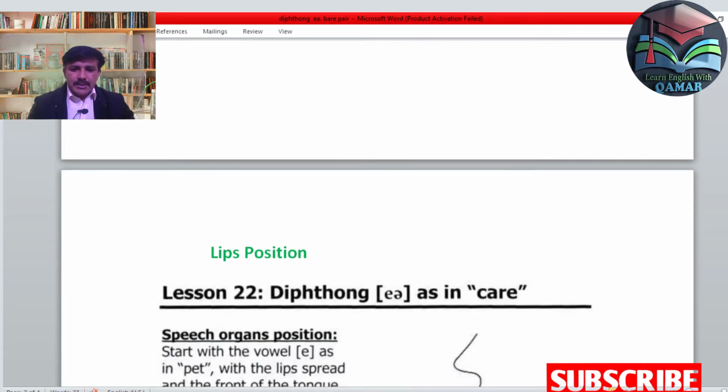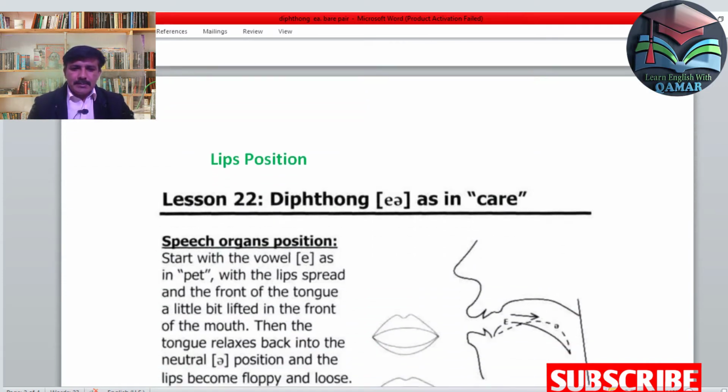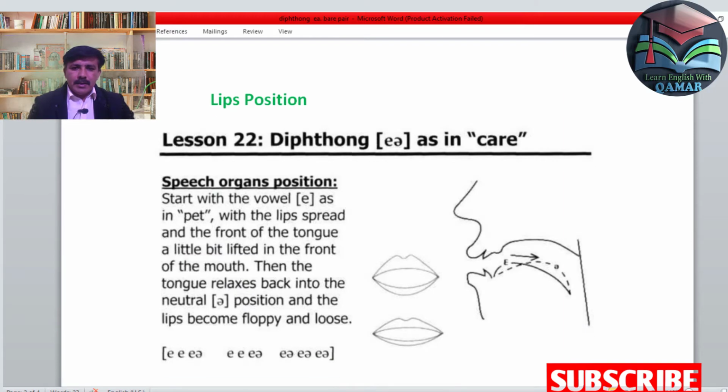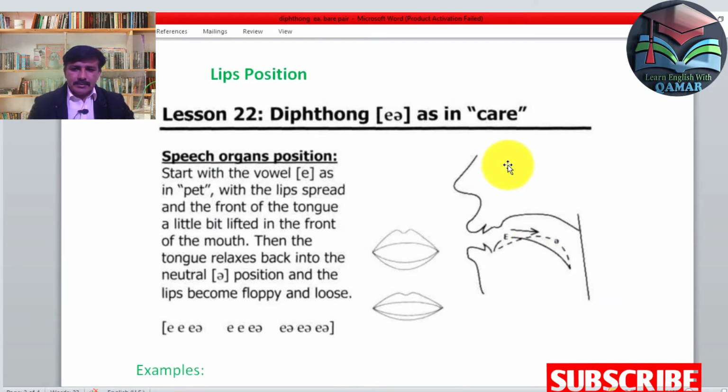First of all, lips position. You can see in this picture a, as in care. R is not silent here because we pronounce it care. So as I told you earlier, a sound and then the schwa sound. The a is a front vowel and schwa is a middle vowel sound. So the front position of the lips is like that.